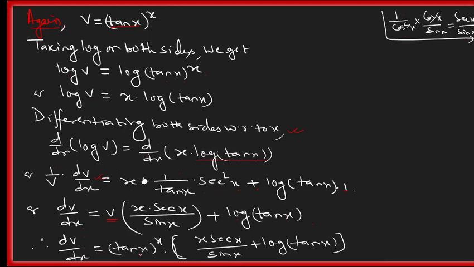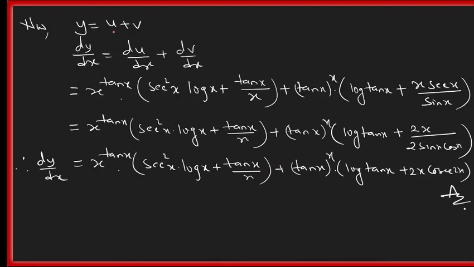dv by dx equals tan x to the power x, times x sec x by sin x plus log tan x. This is the second part. Then we have y equal to u plus v. dy by dx equals du by dx plus dv by dx.